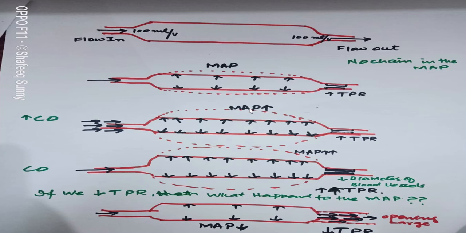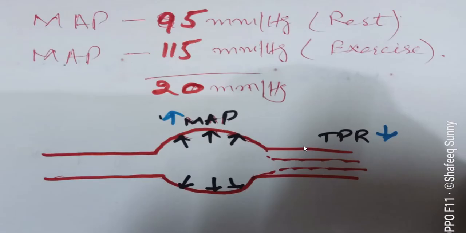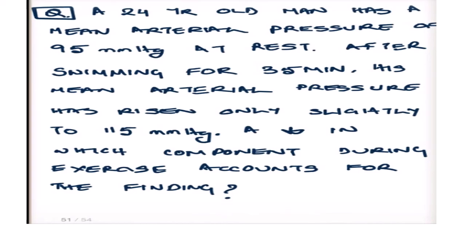Mean arterial pressure is increased, and although the total peripheral resistance is increased here, if cardiac output is increased more, the mean arterial pressure will definitely be increased at this stage. The opening of the vessel will be large, and total peripheral resistance will be decreased. Now let's come to a question.